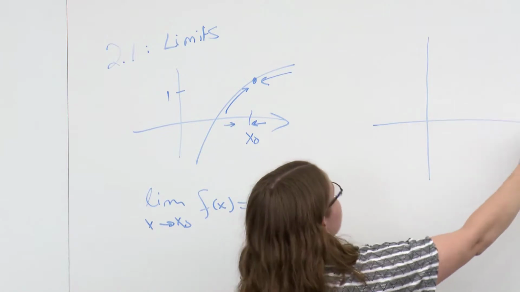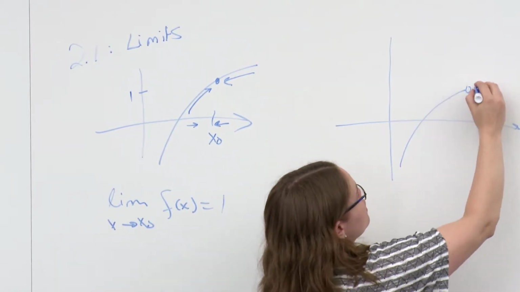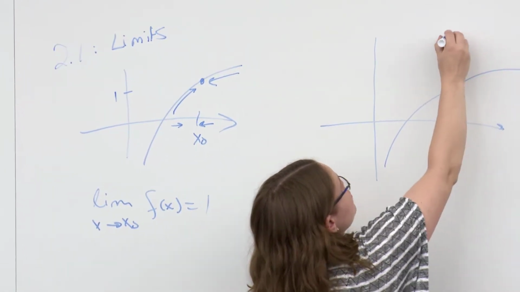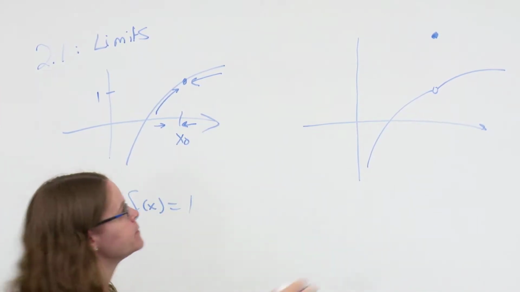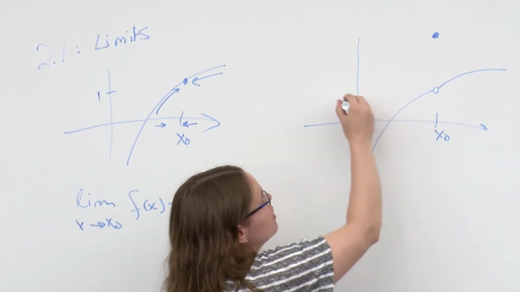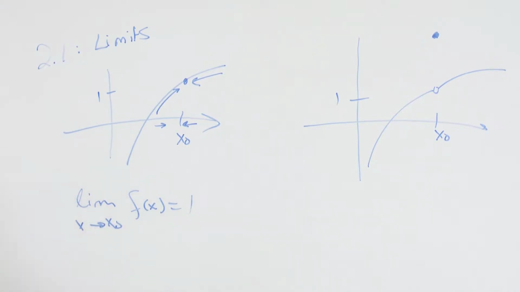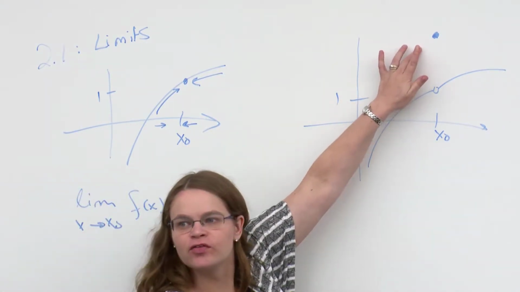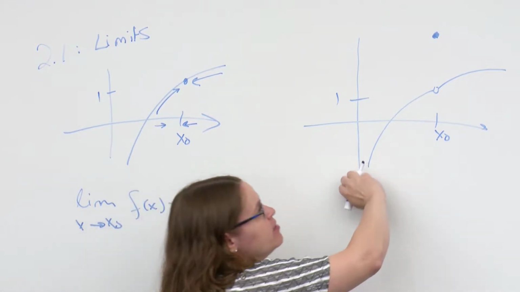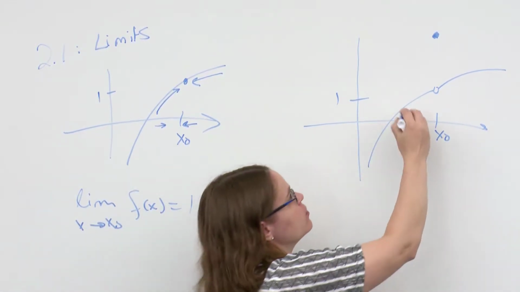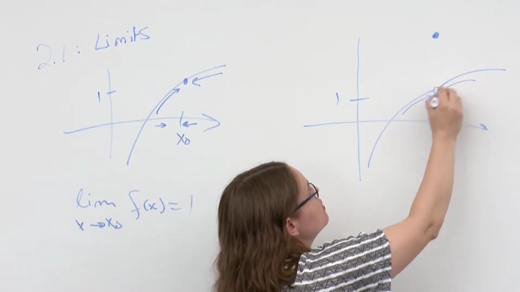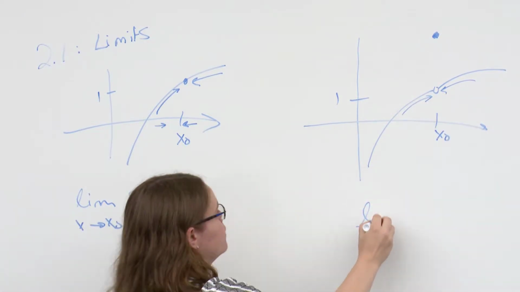All right, so I could do another example where there's a hole here, and maybe the value is up here. X naught. Maybe this is 1 again. Right? And it doesn't matter that the value at x naught is up here, of course. What matters is what happens as we're getting close to this value. So again, as we're getting close, we're coming to this point here.